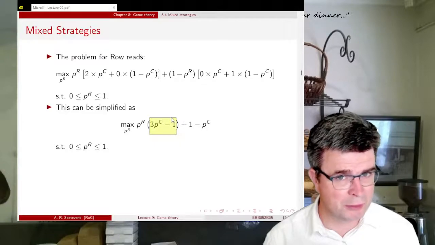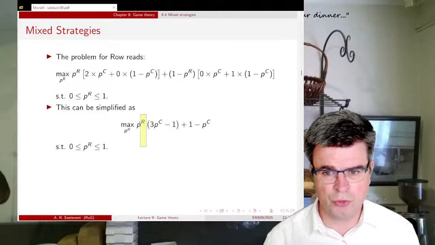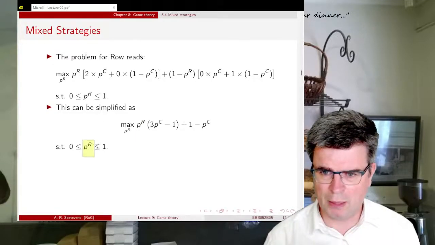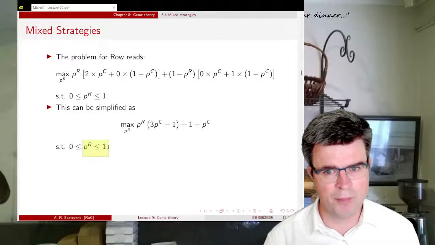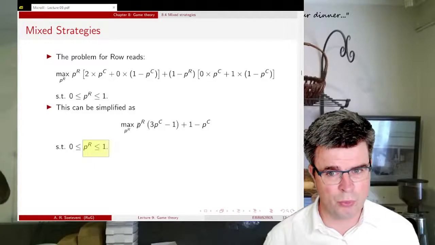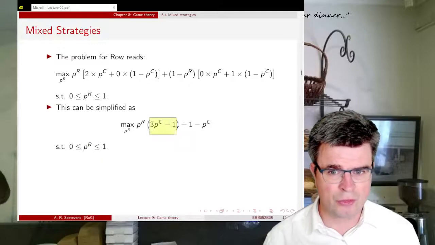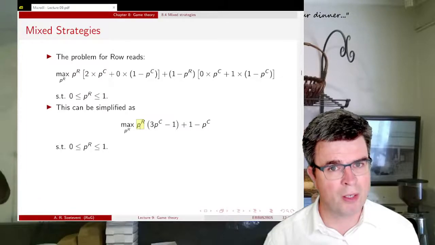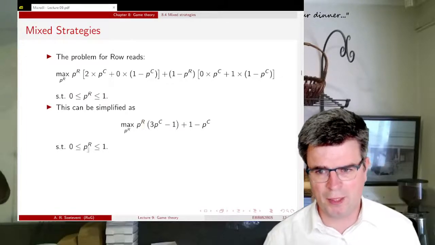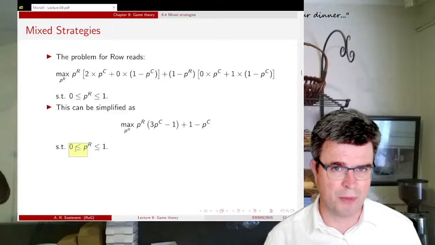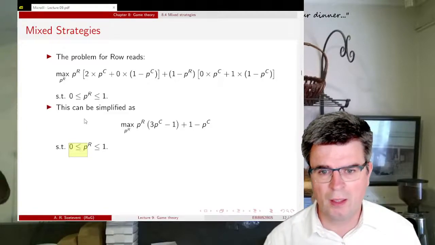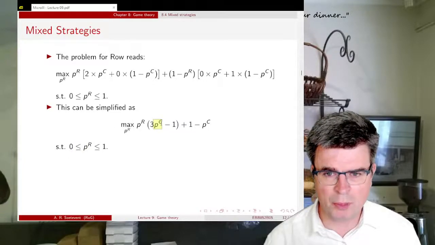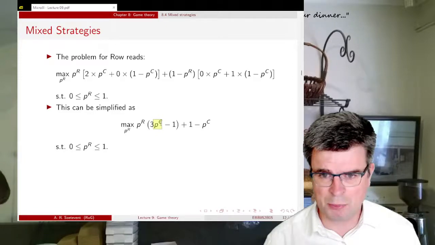If this term is positive, then it pays off to choose PR as large as possible. Well, we are bound to not setting it higher than 1, so then we will set it to 1. If, in contrast, this term is negative, then the player will maximize his utility by choosing PR as small as possible, and you cannot go below 0, so he will set it to 0. That is the mechanism. So it depends on the probability with which the column player mixes between Italy and Sweden.